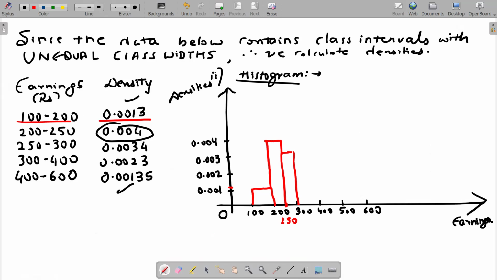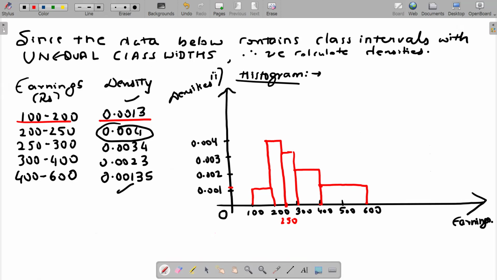300 to 400, we have 0.0023, from 300 to 400. And then we have 400 to 600, 0.00135. So it starts from here, 0.00135 will be slightly here, 400 to 600. So this is how the histogram is going to look like.